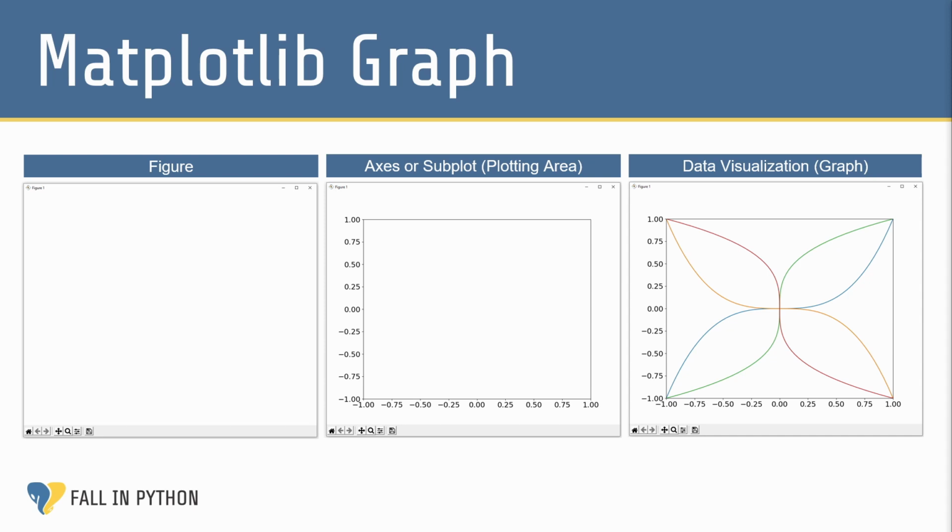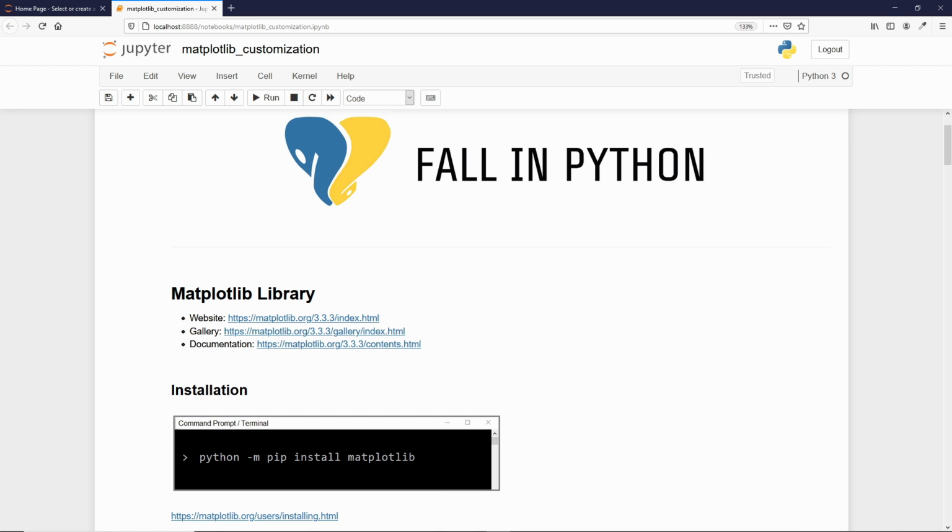Let's move to our Jupyter notebook. Matplotlib does not come built-in with Python. We need to install it. If you don't have it already, open your terminal and type python -m pip install matplotlib. Then we can start.